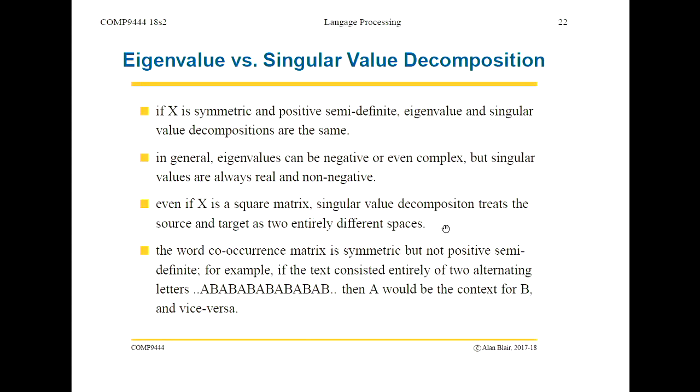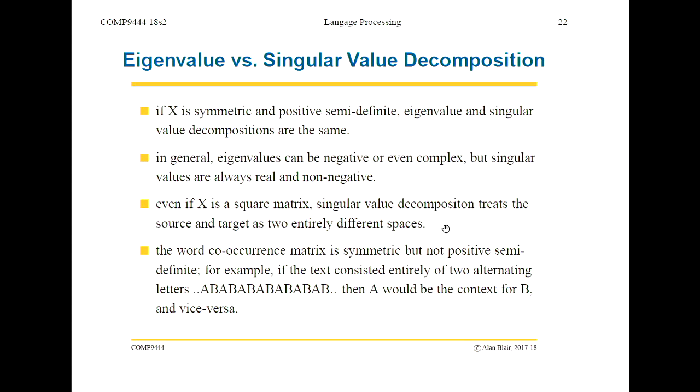So even if X is a square matrix and the rows and columns are indexed by the same words, the singular value decomposition nevertheless treats the source and the target space as if they're totally different. It doesn't think of X as a map that goes from a space back to itself. It treats it as a map going from one space to another space. And these two spaces happen to be isomorphic, but we treat them as two totally different spaces.